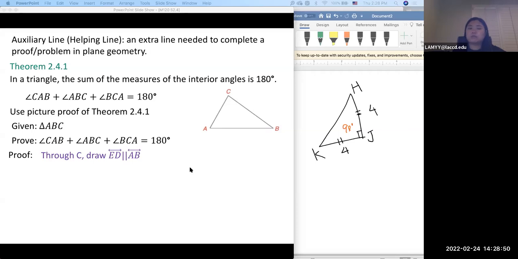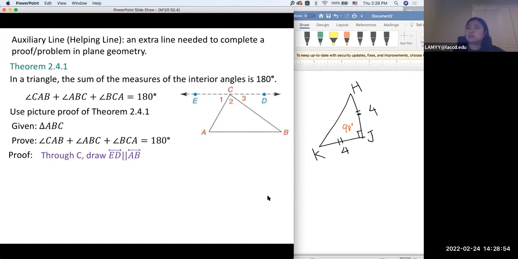Good. Okay. Look at my picture to see if you have something like that. The line ED is parallel to AB, and I just named the triangle's angles: angle 1, angle 2, and angle 3. Okay? Now I'll use this helping line to prove the sum of the interior angles equals 180.